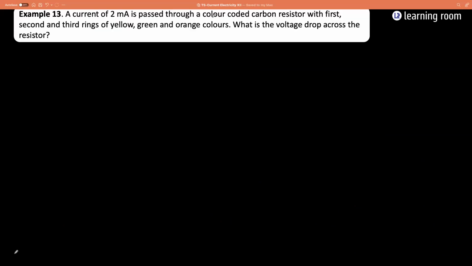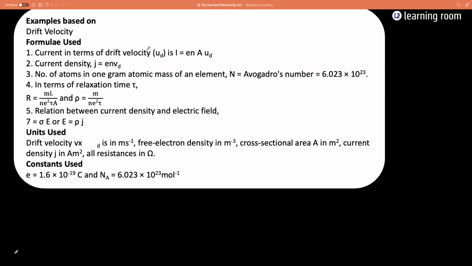A current of 2 milliamperes is passed through a color coded resistor. Rejected, because the color code is not there. So the next set is problems based on drift velocity. What is the relation between current and drift velocity? I is equal to n e A v_d, where small n stands for what?